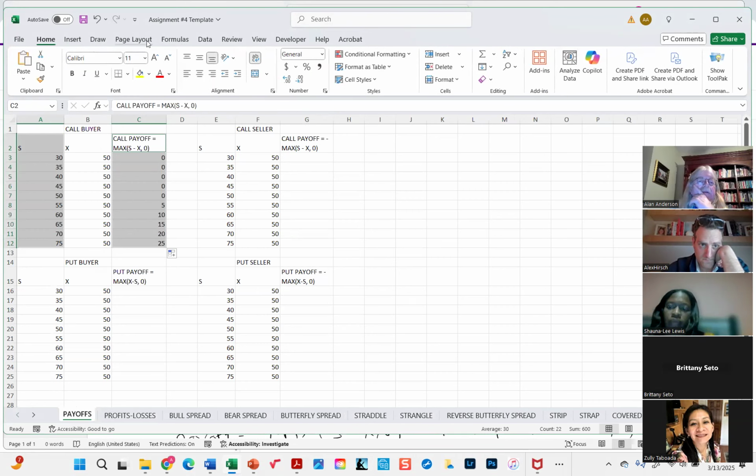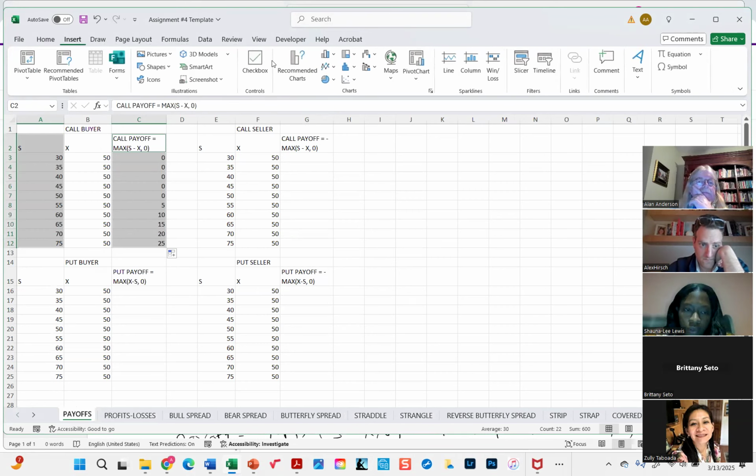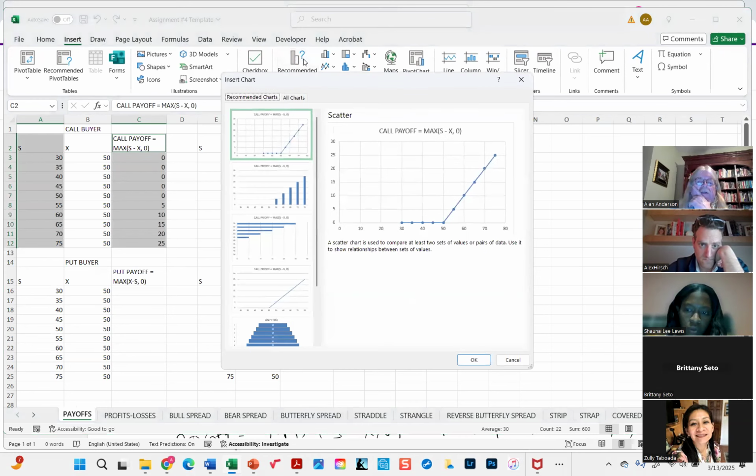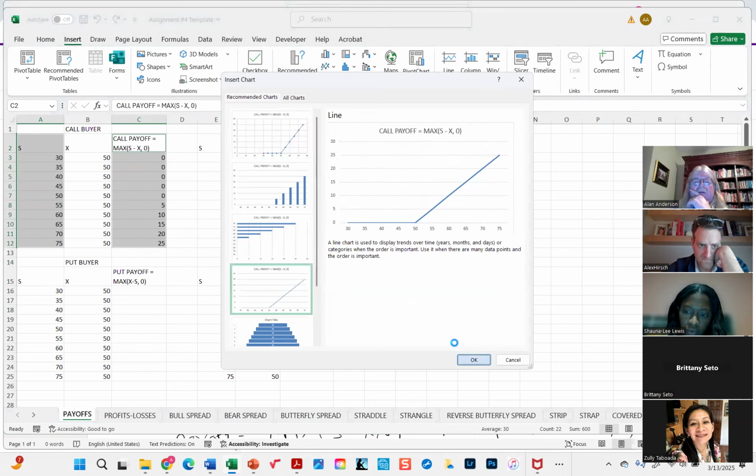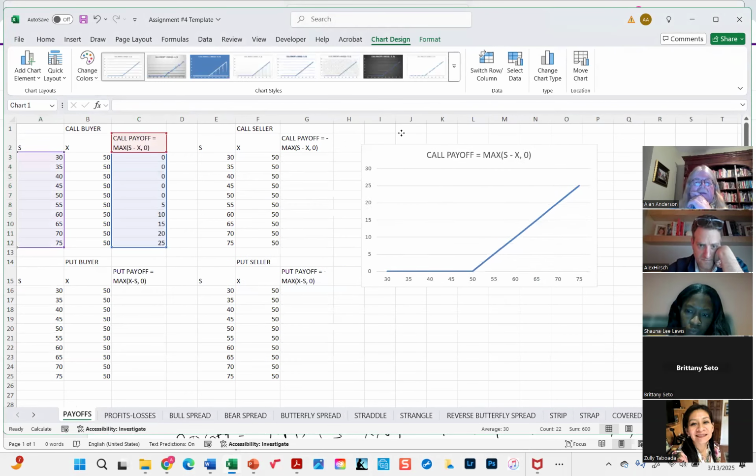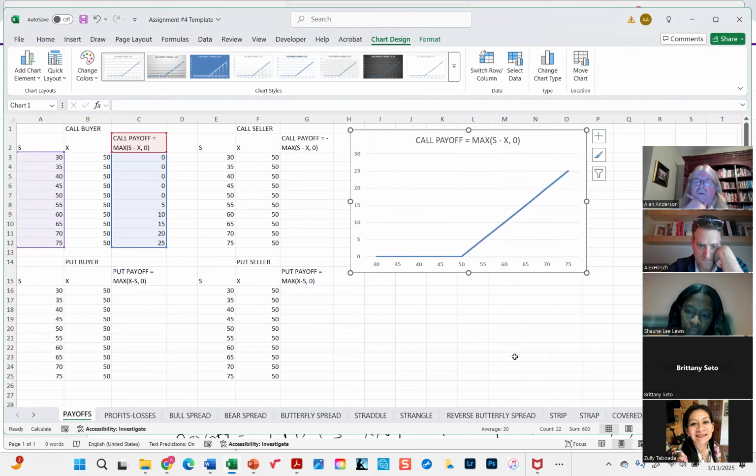No, wait a minute. What happened here? Here it is, insert recommended charts. And usually this is probably your best, this one or that one. So this is what you'll be asked to do for basically all the positions we covered tonight.